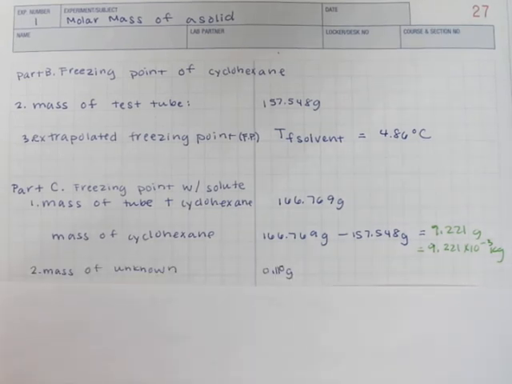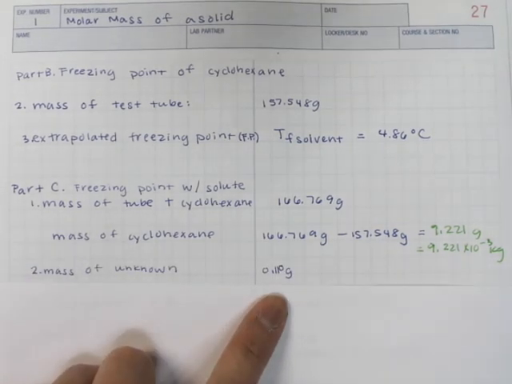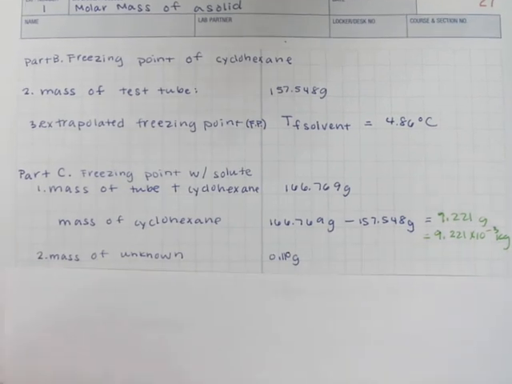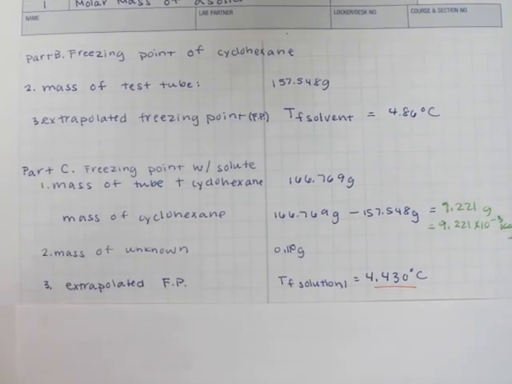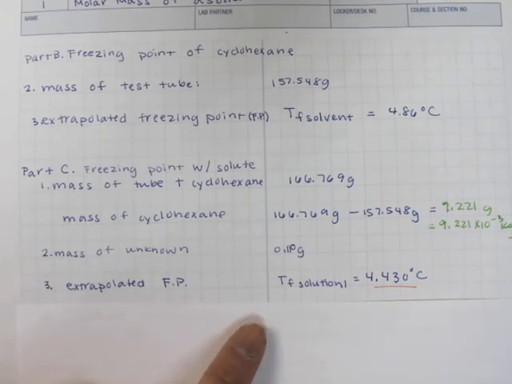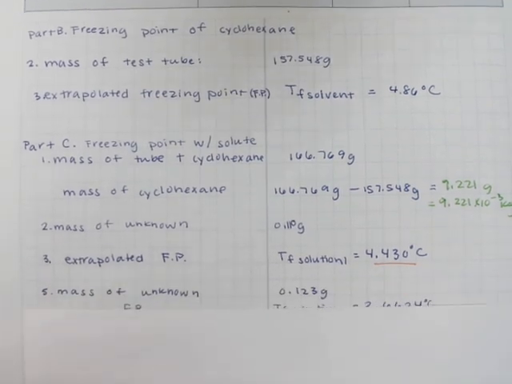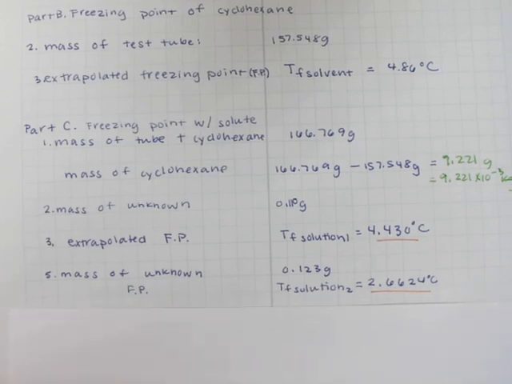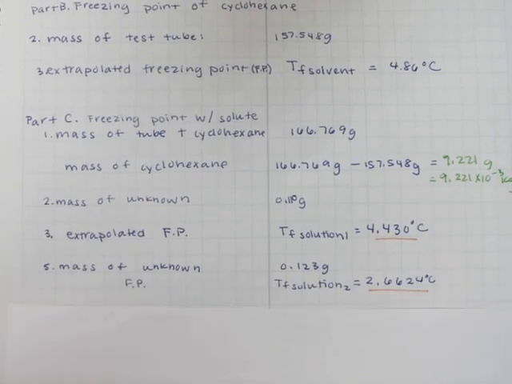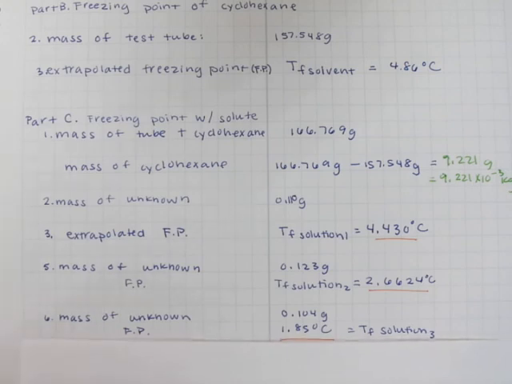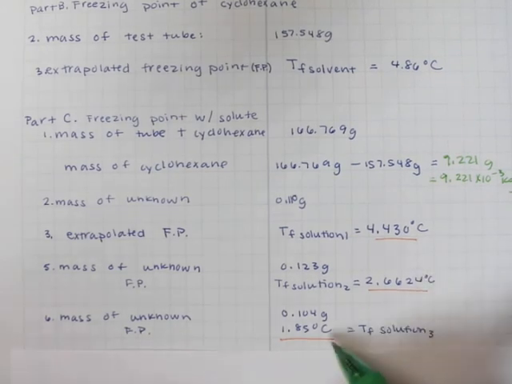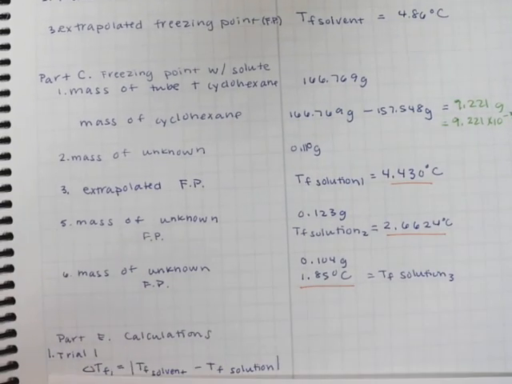So your mass of unknown that you would have weighed out is 0.110 grams. And then the extrapolated freezing point after doing that was 4.430. And then the mass of the unknown for the second trial there you can see, and the freezing point, and then the mass of the third and the freezing point is there. So with each of these trials, the freezing point decreased, so that's good.